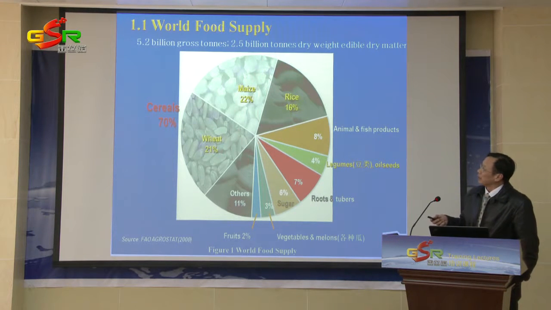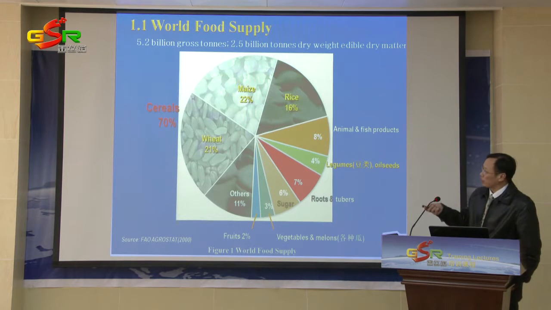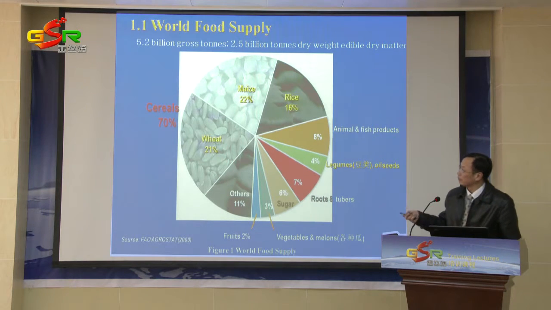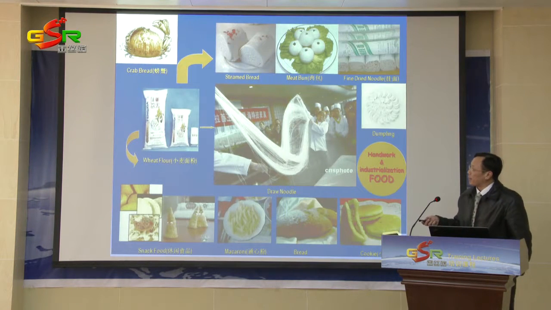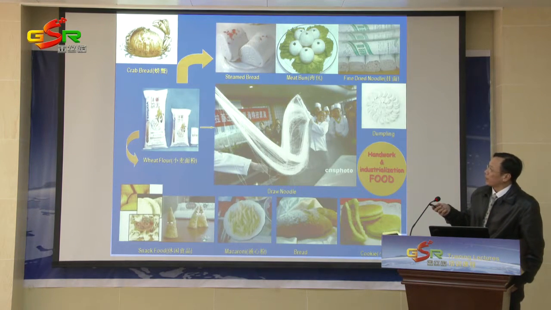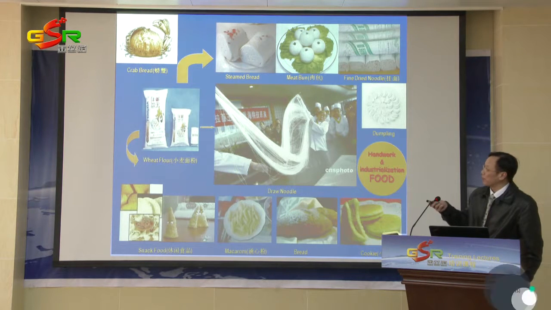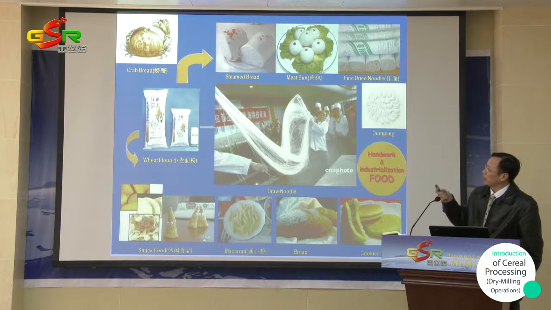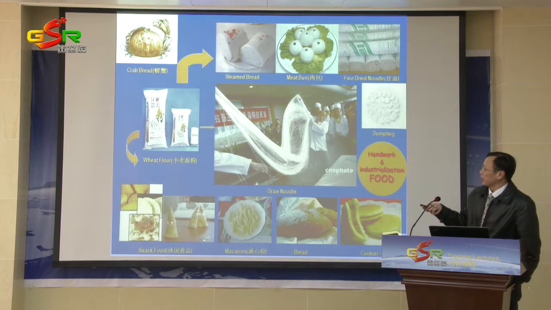In the world, more than 70% of food is made from cereal. For example, wheat flour can be made into bread, bun, noodle, cookie, macaroni, and so on.